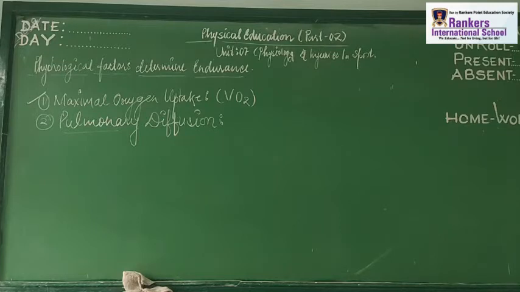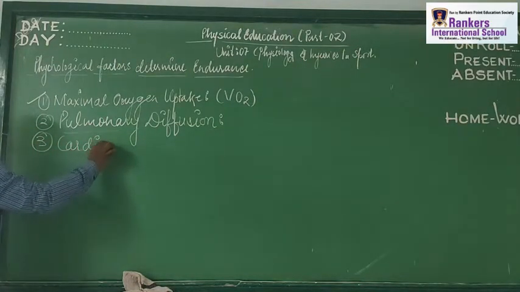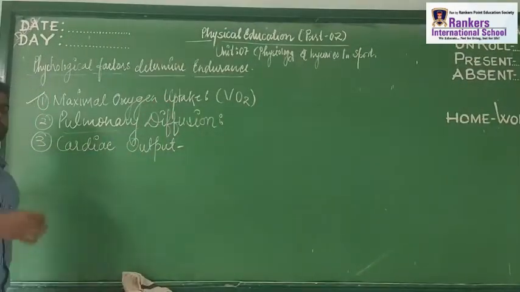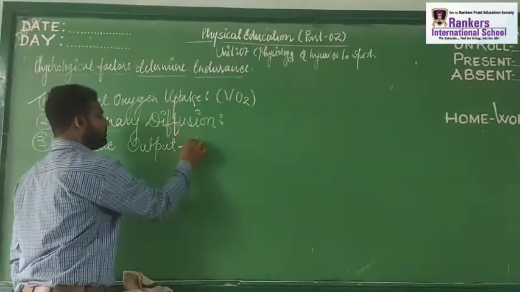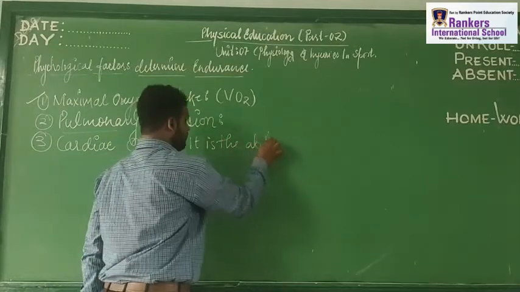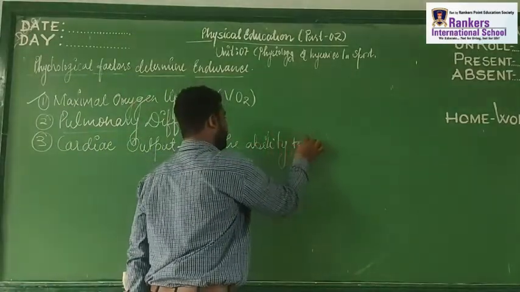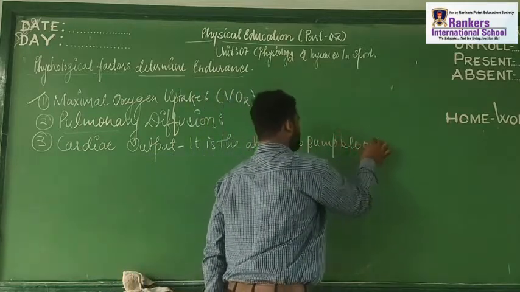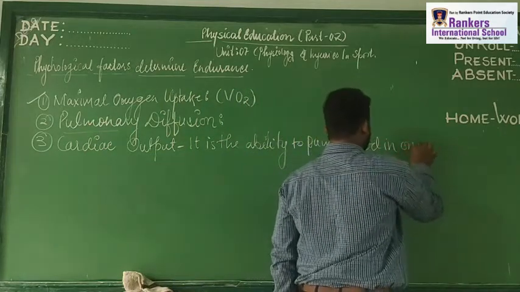What is cardiac output? It is the ability of our heart to pump out blood in one minute. This is a very important thing to know. Cardiac output is the ability to pump blood in one minute.